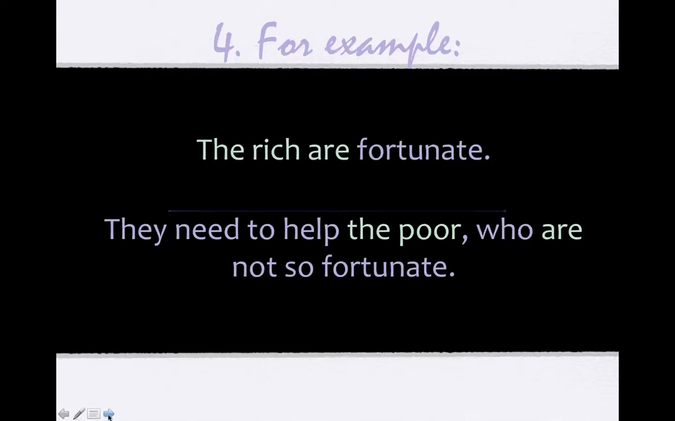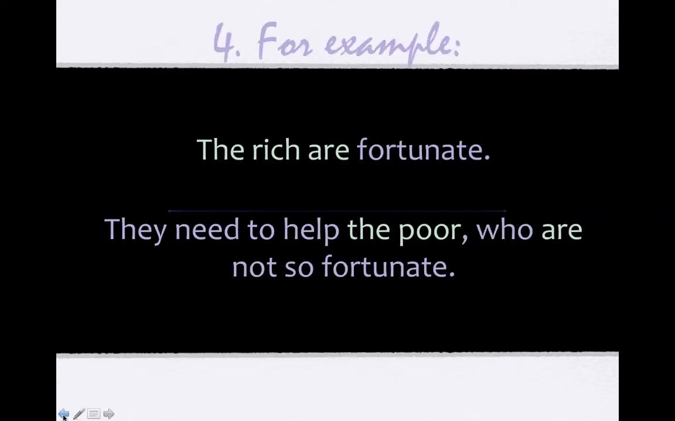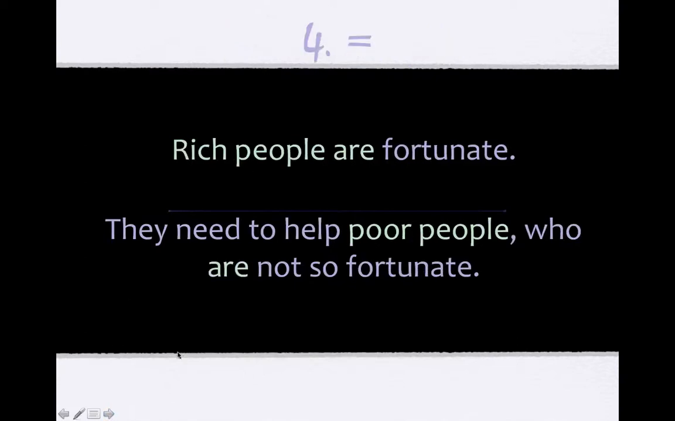And these sentences mean the same thing as rich people are fortunate. They need to help poor people who are not so fortunate. These two sentences have the same meaning as those. Two ways to say the same thing. This is more formal, and this is more likely in informal speech, and also perfectly correct.